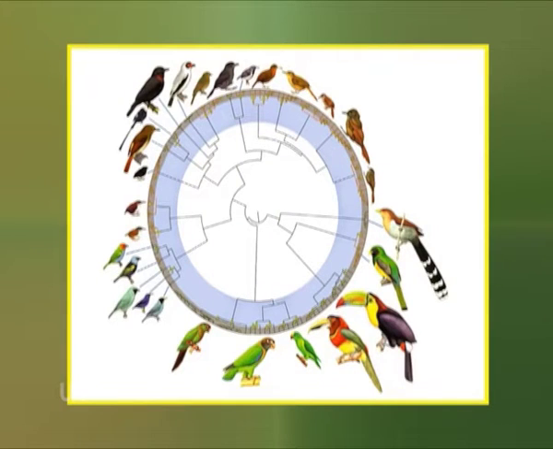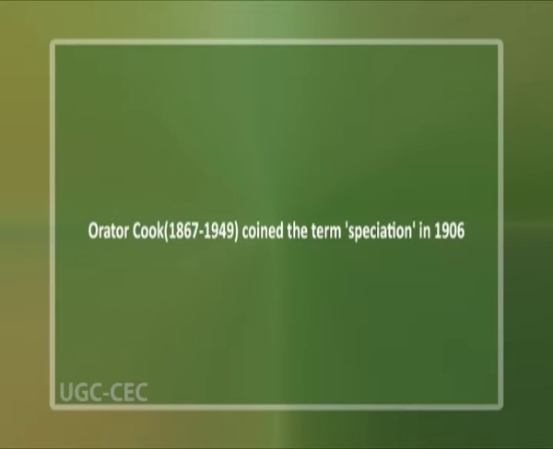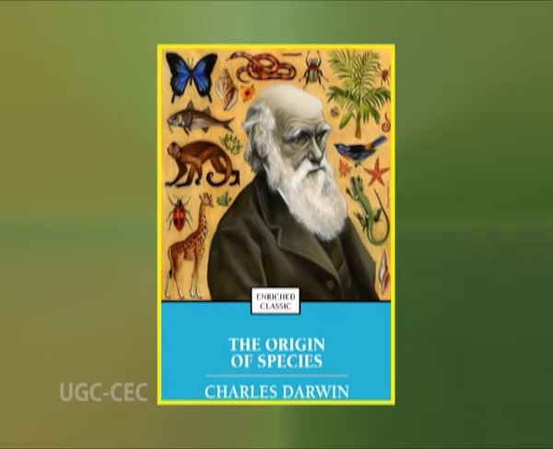Now, moving to the last part of today's lecture, that is the speciation. Speciation is the evolutionary process by which biological populations evolve to become distinct species. The biologist Orator Cook coined the term speciation in 1906. Charles Darwin was the first to describe the role of natural selection in speciation in his book, The Origin of Species.